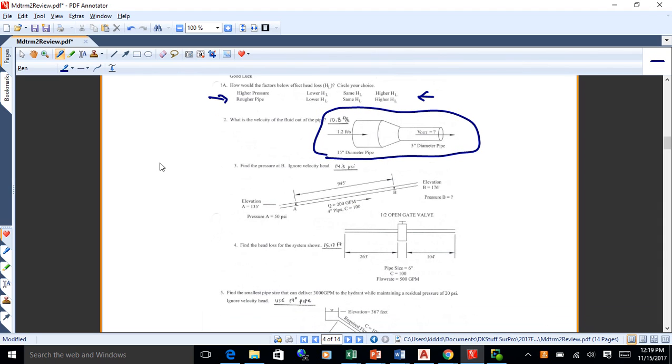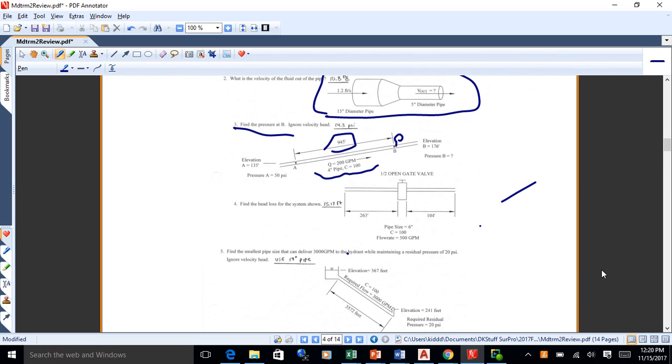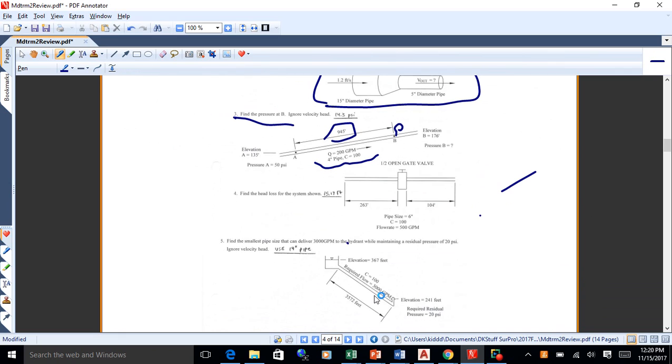Here's a little Bernoulli's problem where you got to find the head loss. So you want to find the pressure at B, so you got to find the pressure right there. You're given all the other information. You're not given the head loss, you're given the flow and the pipe size and the C value and the distance. Okay. It's a minor loss problem. And then a little trickier Bernoulli's problem where you got to figure out what size pipe to use. Okay. So that's just some example problems.